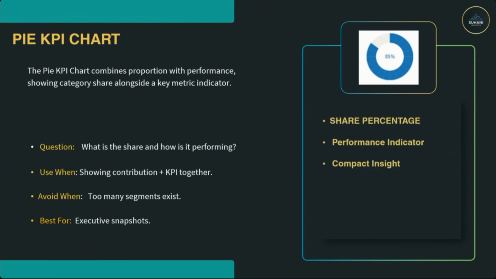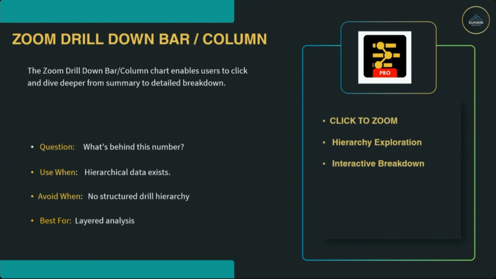It's excellent if we use it for snapshots. For example, in a single chart you are doing the work of two, so it's basically saving your space. Okay. The next is the zoom drill down bar or column chart. It's the most common zoom chart, which is used by everyone because it enables the user to click and dive deeper, from a summary to a detailed breakdown of that topic. It gives us a hierarchical exploration.